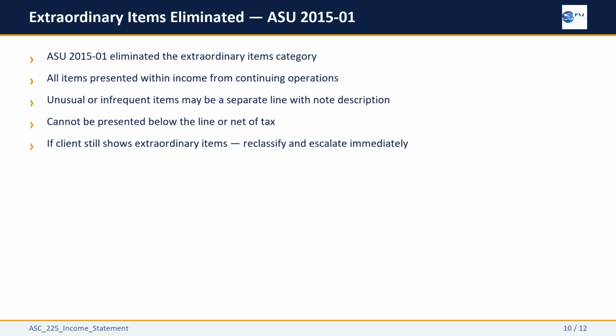Before ASU 2015-01, entities could carve out unusual or infrequent items as extraordinary, presenting them below the line, net of tax, with special disclosure. That category no longer exists. Every item, no matter how unusual or how rare, must be presented within income from continuing operations. A separate line with a description and note disclosure is permitted for significant unusual items, but net of tax presentation below the line is not. If you ever see extraordinary items on a client's income statement, treat it as an error, reclassify immediately, and bring it to your team lead's attention.